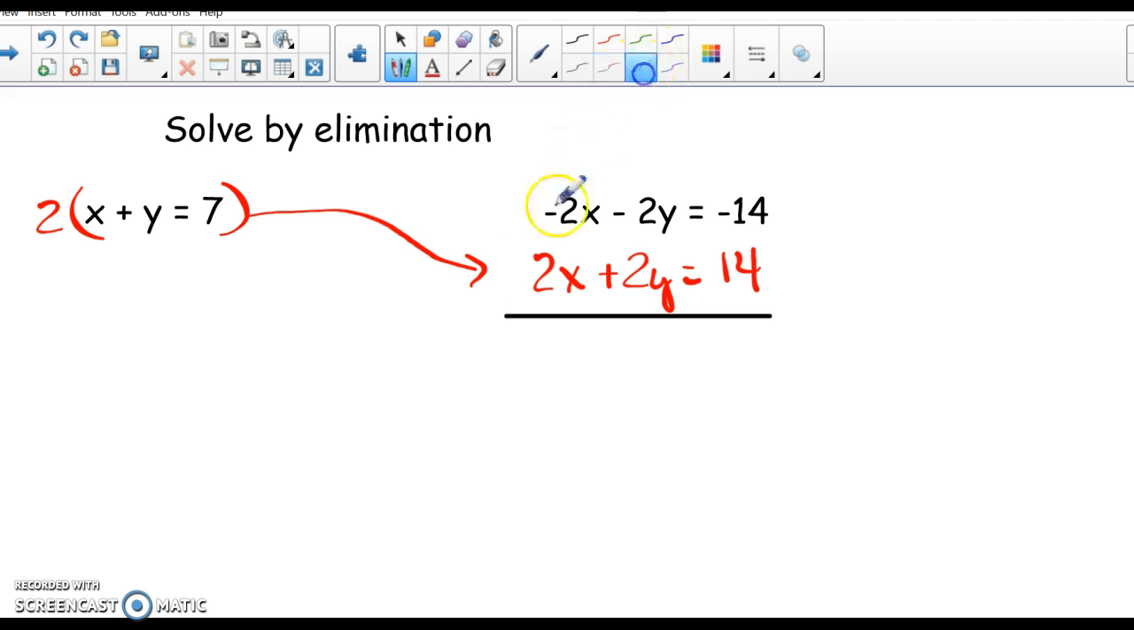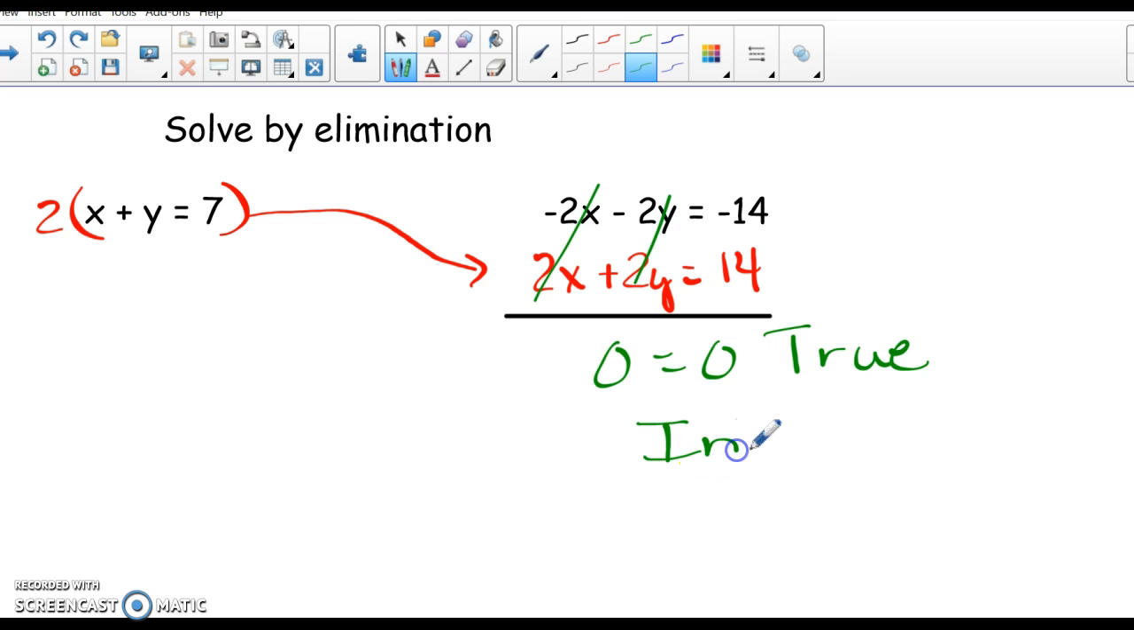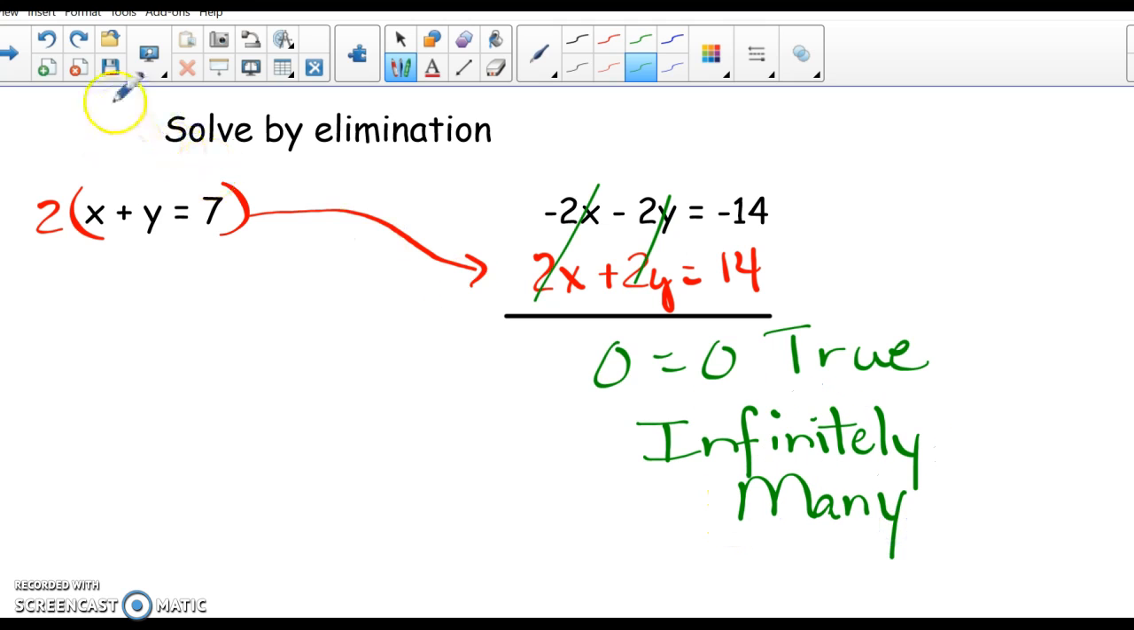This one's real easy because look, these cancel, give me 0. These cancel, give me 0. This is a true statement. Whenever you have a true statement, your answer is infinitely many. If you end up with a false statement here, then your answer is no solution.